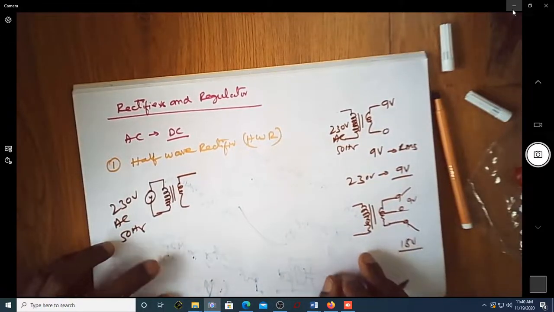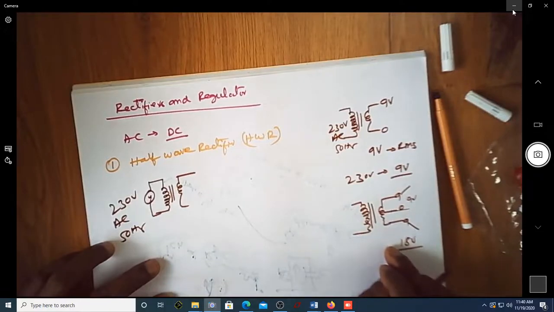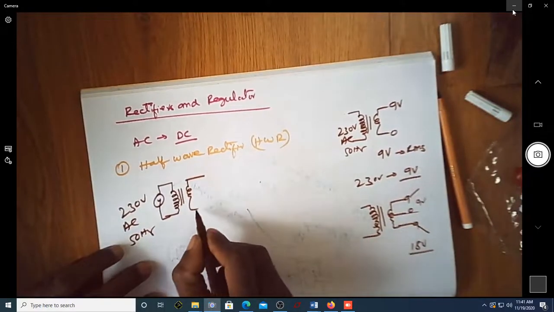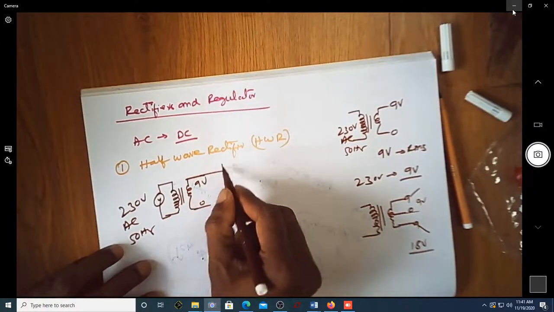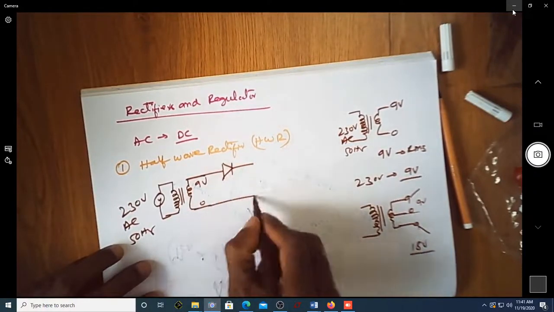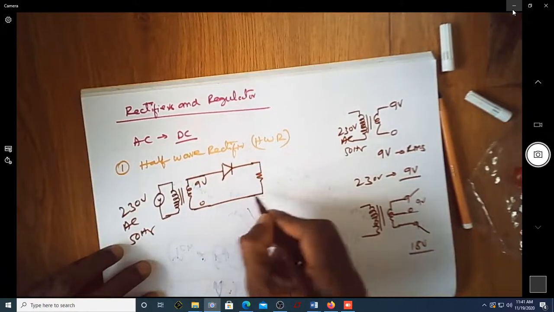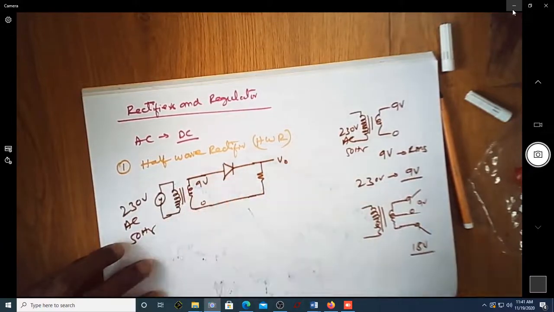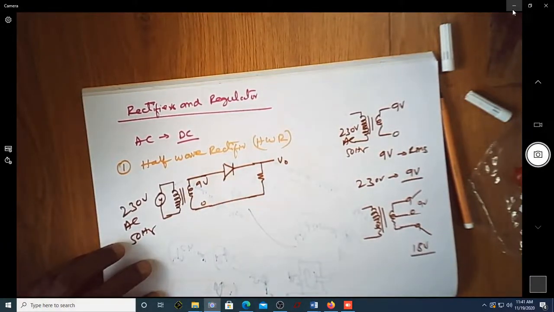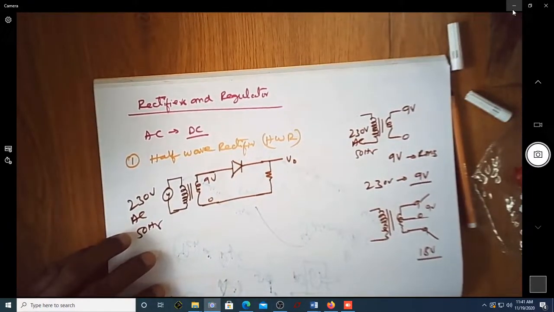So let us try to use a transformer which is having no center tap. So assume that this is 9 volt and 0 volt. So this is my diode circuit, diode, and this is V0. So this is basically a very simple circuit diagram of a half wave rectifier.